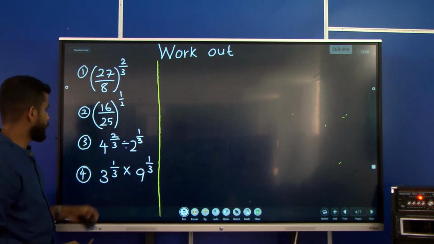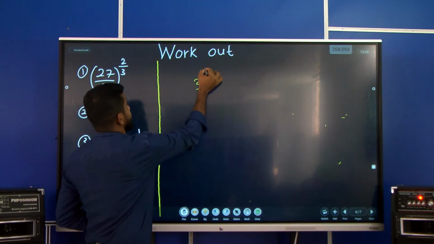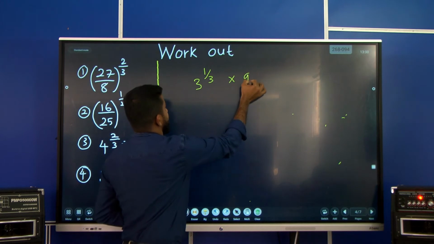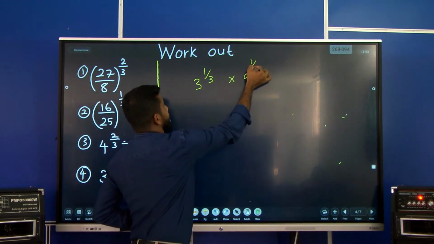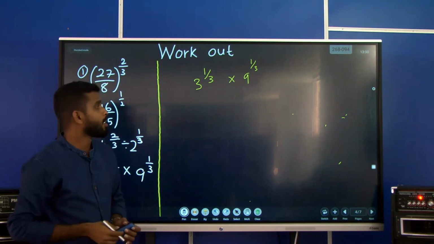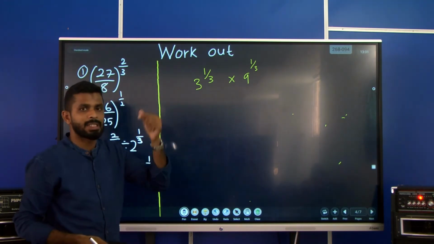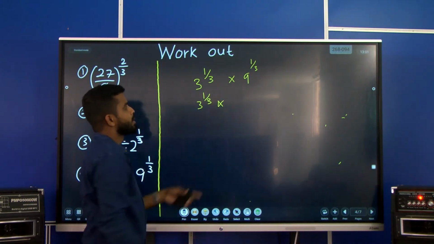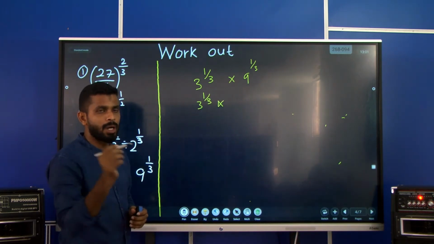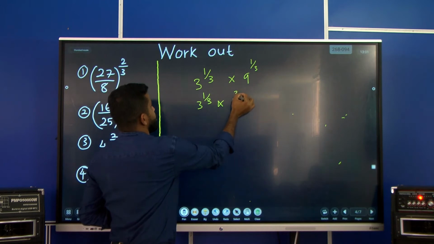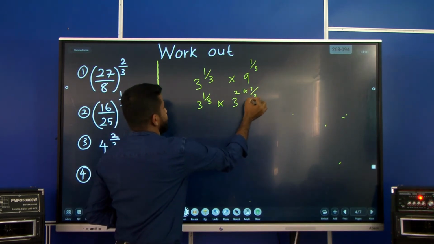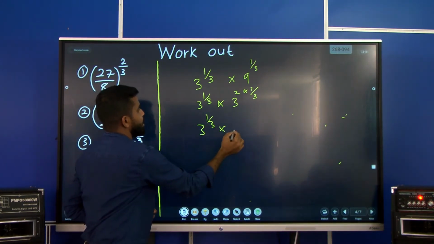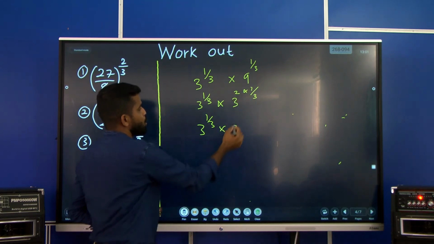Our last question is 3 to the power 1/3 multiplied by 9 to the power 1/3. Ultimately, the same rules apply. Whenever you see similar numbers, you write them with the same base. So 3 to the power 1/3 remains the same, multiplied by this 9, which I'm supposed to write as 3 to the power 2. So I'm going to write 3 to the power 2 into 1/3. Therefore, 3 to the power 1/3 multiplied by 3 to the power 2 times 1, 2 upon 3.